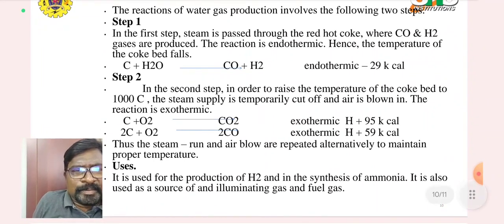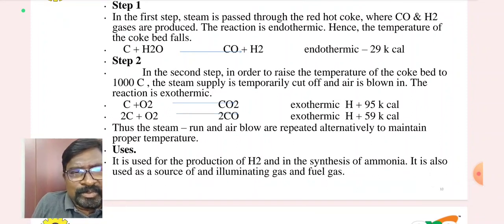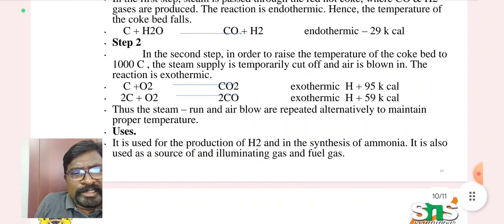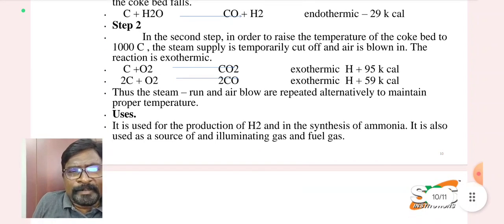In the second step, in order to raise the temperature of the coke bed to 1000 degrees Celsius, the steam supply is temporarily cut off and air is now blown in. The reaction is exothermic, that is C plus O2 gives CO2 and 2C plus O2 gives 2CO, in which heat will be liberated. Thereby the temperature of the red hot coke will be increased. So by alternately supplying air and steam, the temperature of the coke bed will be maintained.